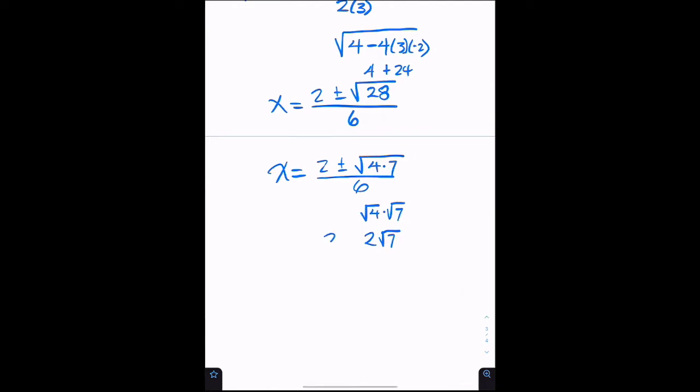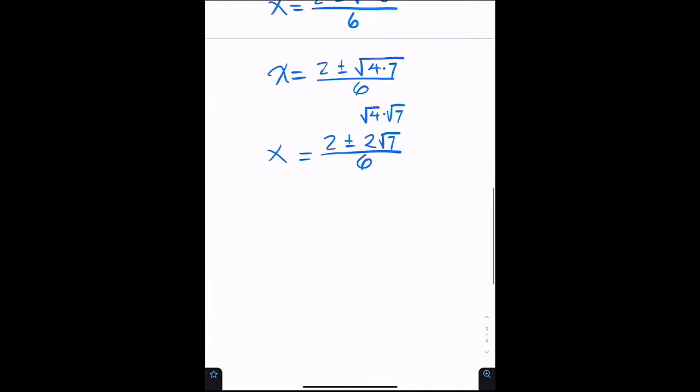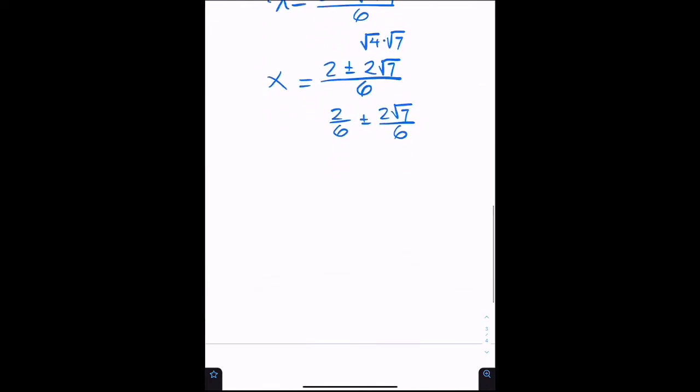So let's fill in the rest. 2 plus or minus 2 root 7 over 6. Well, this is the same as saying 2 over 6 plus or minus 2 root 7 over 6. And you'll notice that we can reduce these a little bit. 2 over 6 is 1/3 plus or minus root 7 over 3 because the 2 and the 6 cancel as well. So that's what x equals.